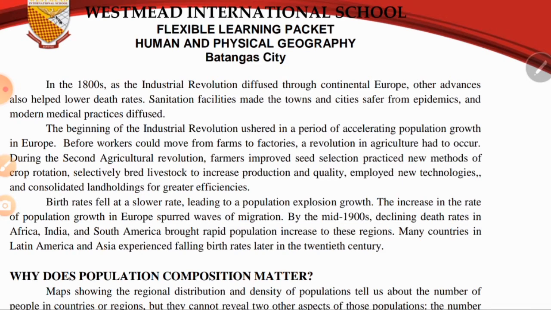Then the Industrial Revolution diffused through continental Europe. Other advances also helped lower death rates. Sanitation facilities made the towns and cities safer from epidemics, and modern medical practices diffused.